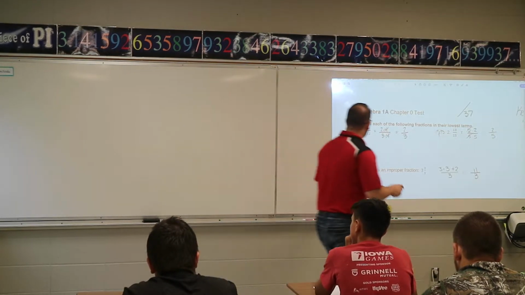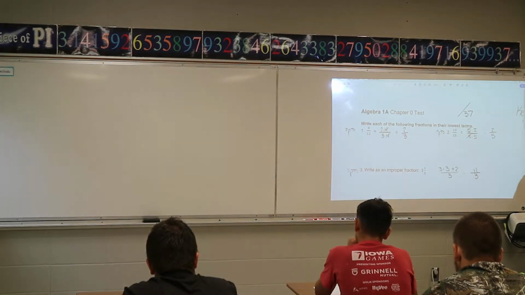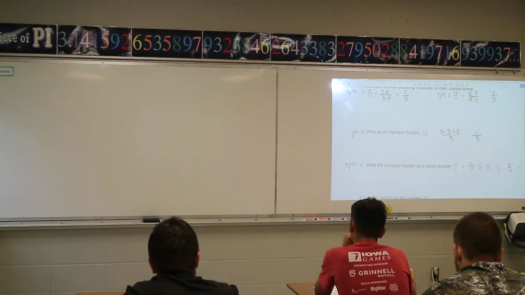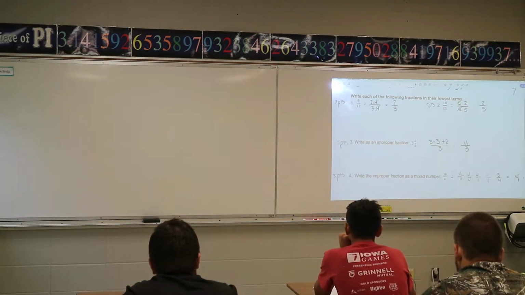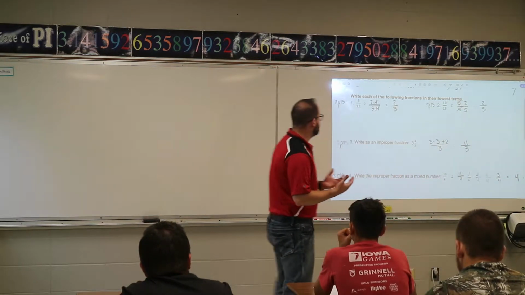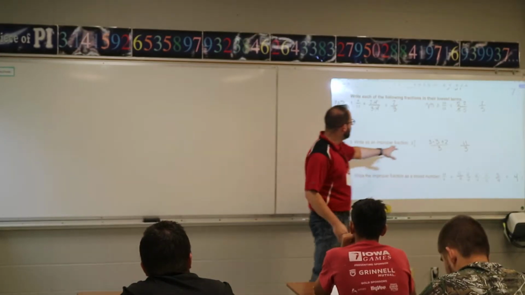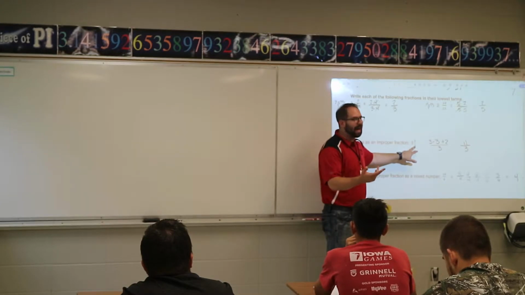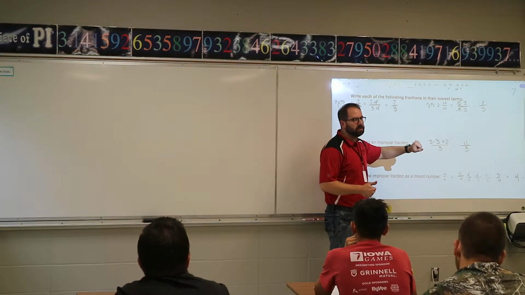Okay, so let's go to number 2. Those were 2 points each. I was basically checking top and bottom. Some people just missed a point because you didn't simplify it all the way. Okay. Number 3. The shortcut that I did was I took the big 3 times the bottom, getting 9, and then you add the top to get 11. So it's 11 over 3.